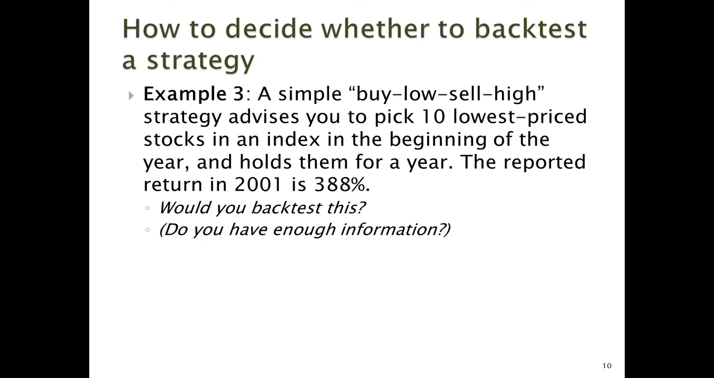Okay, so another example would be this. Let's say we have just a simple buy low, sell high strategy. It advises us to pick 10 low price stocks in an index in the beginning of a year, and we'll hold them for a year. Very simple. Just look at an index such as the S&P 500 in the beginning of the year. Look for the 10 stocks that are really the cheapest. Cheapest not based on any complicated criteria, just the stock price. Okay, it's a very, very naive and silly criterion. And then hold them for a year. And amazingly, this very naive and silly strategy returned 388% in the year 2001. If you don't believe me, try it with the data in 2001.